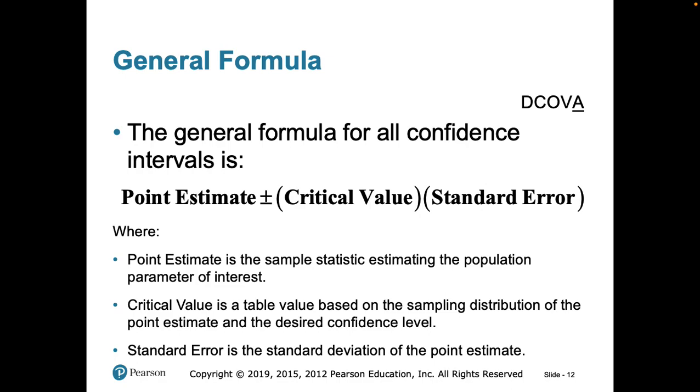So here is the general formula for doing the confidence interval. You have your point estimate, which is the first part over here. This is where you get your mean or your average, and then you're going to add or subtract the critical value times the standard error. So the critical value is a table value based on the sampling distribution of the point estimate and the desired confidence level.